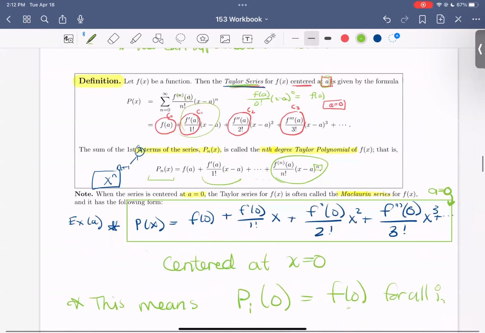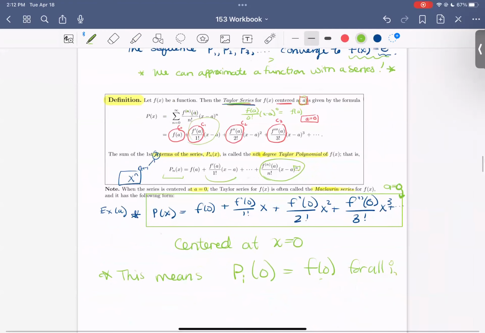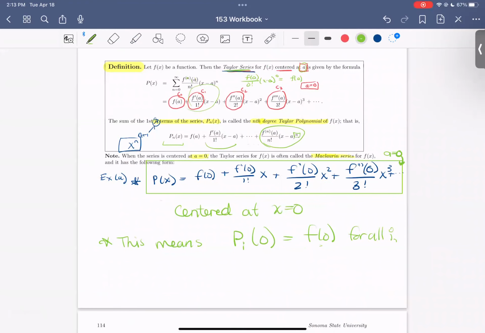All right, great work going through the rest of that example and looking at this definition. In the next videos, we're going to look at some more examples to get us more familiar with this concept.